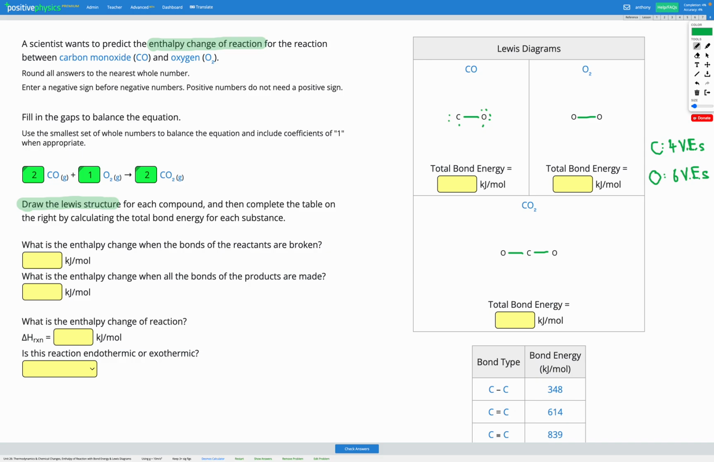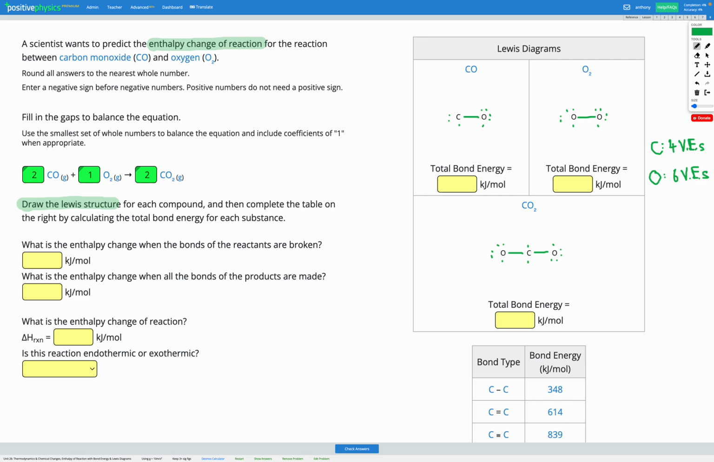Oxygen has 1 electron used up in this bond, so 6 in total, which means we've got 5 left to add on each of our atoms. And then the same down here, we've got 5 on each oxygen, and then 2 for our carbon, since carbon has 4 valence electrons and 2 of them are being used up in the 2 bonds that it's making, so it has 2 left.